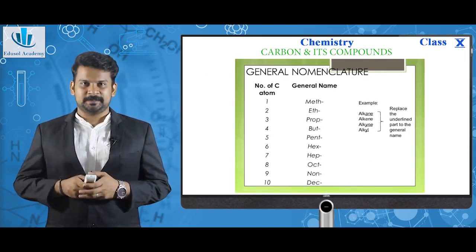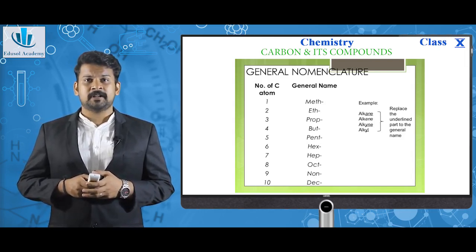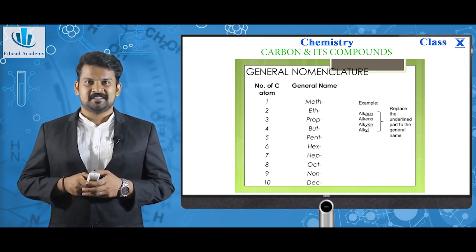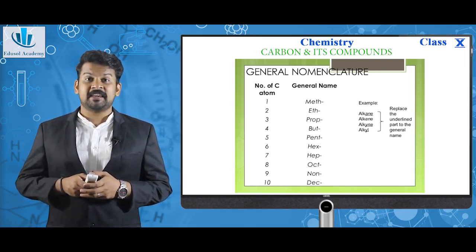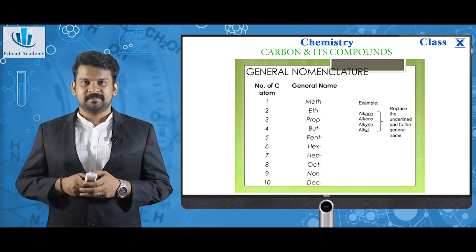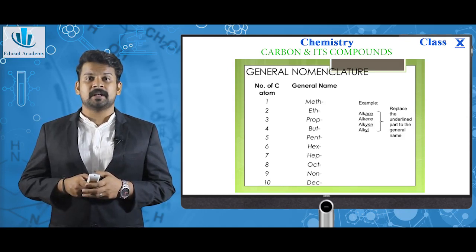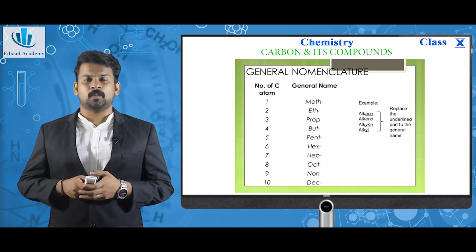Now, general nomenclature. We need to name different classes of compounds, right? So, for different numbers of carbon atoms, we have different word roots which are added as prefix and which is followed by a suffix. As you can see here, the alkanes ane, alkenes ene, alkynes yne. So, first let's study the word roots. If there is one carbon atom, the word root is meth. For 2 carbon atoms, eth. For 3 carbon atoms, prop. For 4 carbon atoms, but, then pent, hex, hept, oct, non and dec. So these are the 10 main word roots.